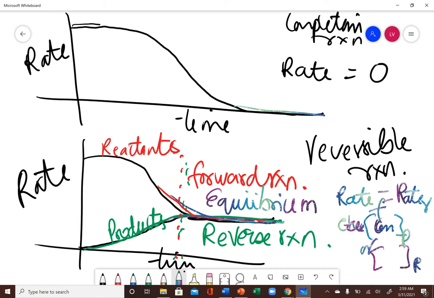It is not zero because the rate of the forward reaction equals the rate of the reverse reaction. The number of molecules of reactants that are combining to form products is pretty much the same as the number of molecules of the products that are breaking down to form the reactants, meaning the reactions haven't stopped. They're going, but they're going at the exact same rate, forward and reverse. And that's why there is no change in concentration of either the reactants or the products.